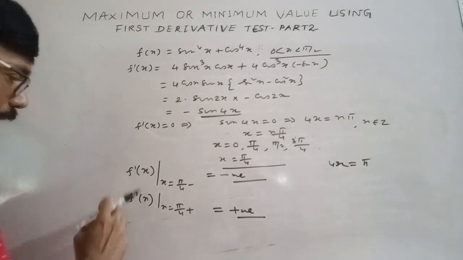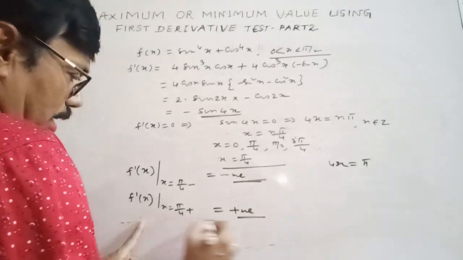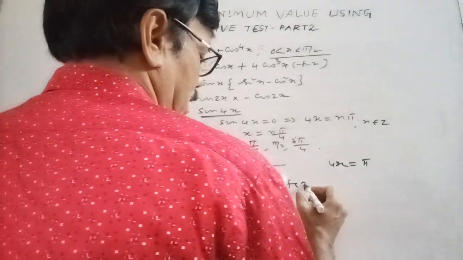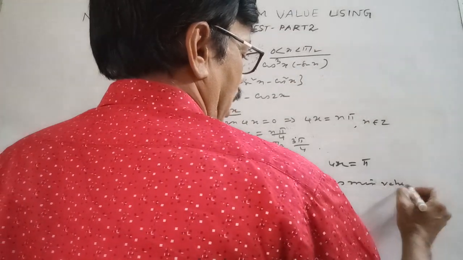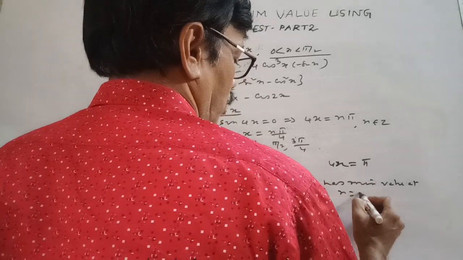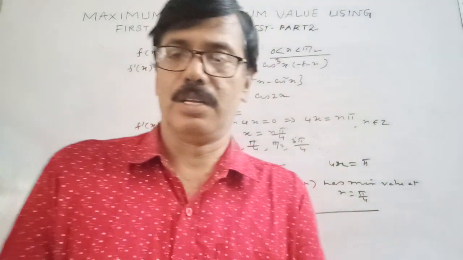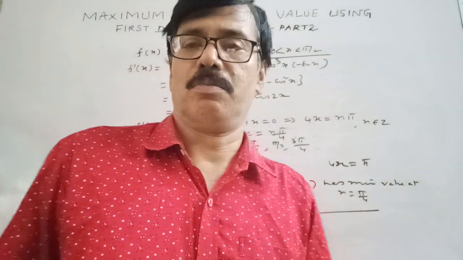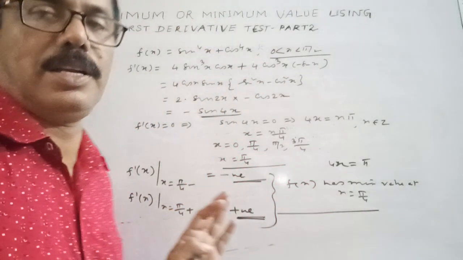Now look at the nature. At values less than pi by 4 it is negative, and at values greater than pi by 4 it is positive. So by the theory, f(x) has a minimum value at x equals pi by 4. This is how to find maximum and minimum value using the first derivative test. I am saying this repeatedly.